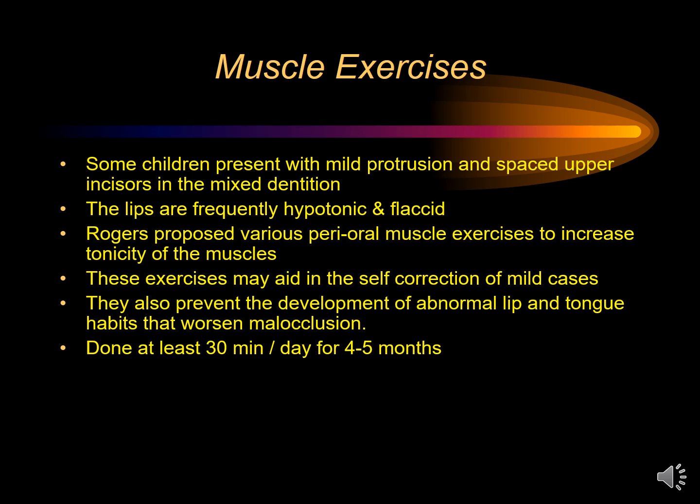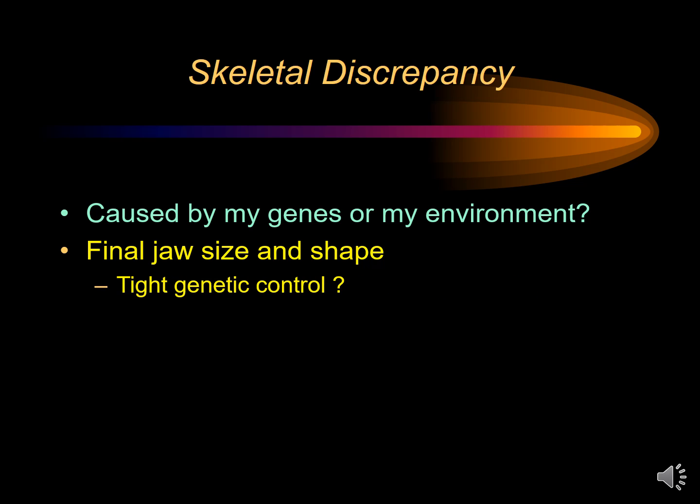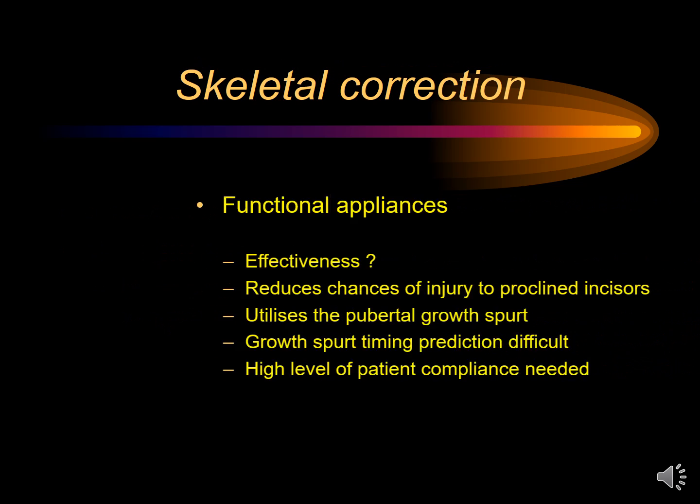To be effective, it has to be done at least 30 minutes per day for 4 to 5 months. Skeletal discrepancy. There is a debate whether skeletal discrepancies are under tight genetic control or are later modified by the environment. The final jaw size and shape is believed to be under tight genetic control, and this gives rise to the question whether growth can be modified.